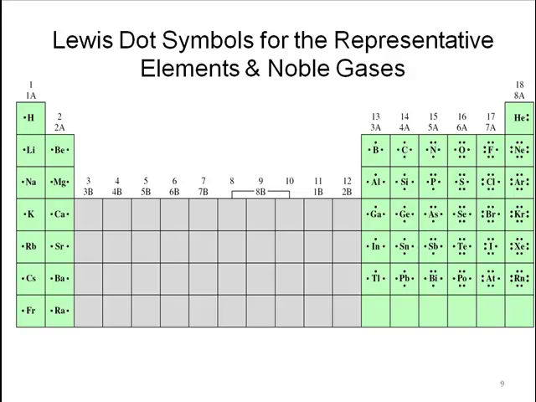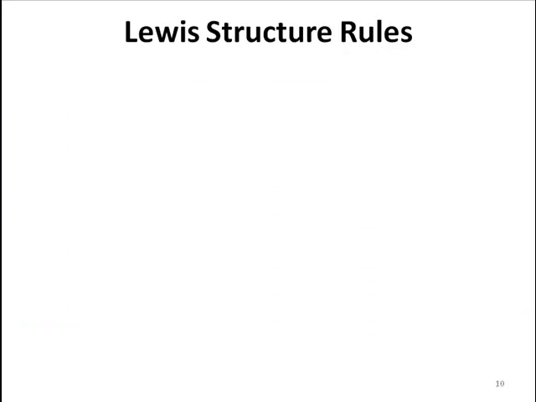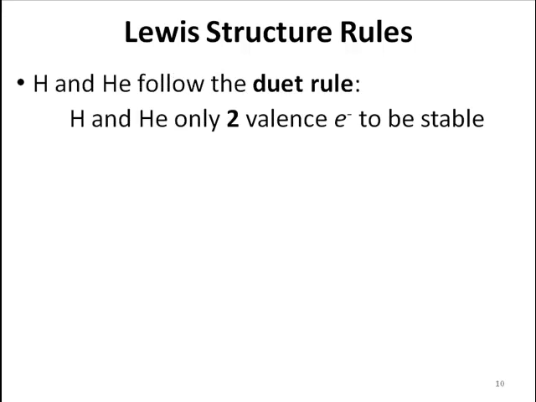Now, if you take these symbols and put them together, you can make what is called a Lewis dot structure. Structure is usually of a molecule, symbol is of an atom. So the first rule is H and He follow the duet rule. Okay? You could call it the duet rule if you want. You can call it the octet rule. You could call it wants to be like helium. Wants to be like a noble gas. But duet means it's got 2 valence electrons to be stable.